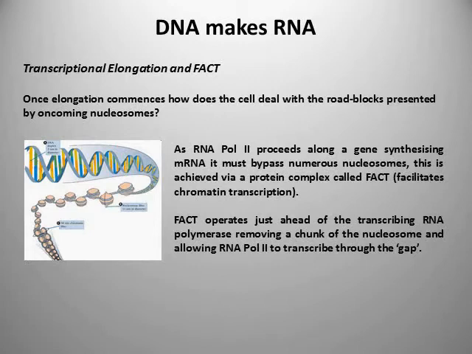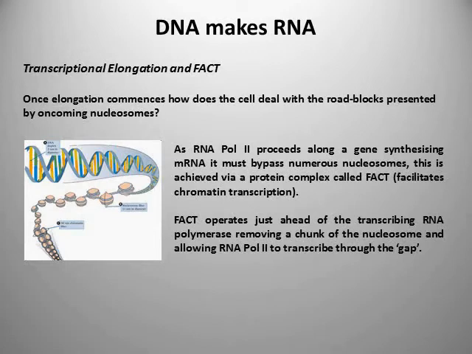And what FACT does is it operates just ahead of RNA polymerase II in the transcription machinery, and it removes chunks of the nucleosome to allow RNA polymerase II to transcribe through the gap. So it'll just remove one of the 8 histone proteins, one part of the histone octamer, to create like a hole that RNA polymerase II can then move through and continue transcribing DNA sequence.